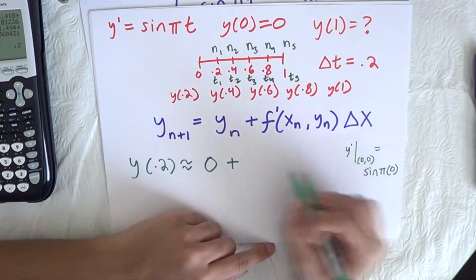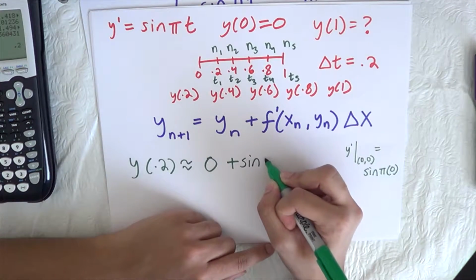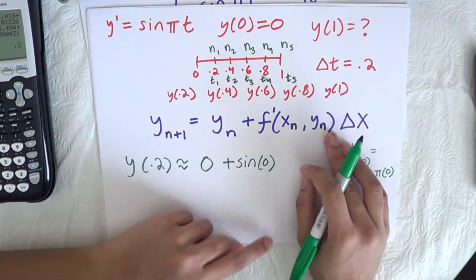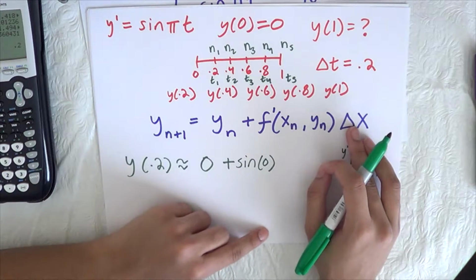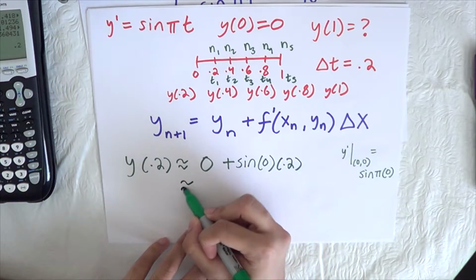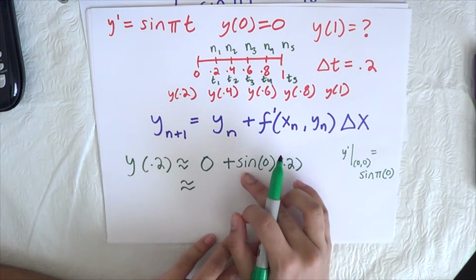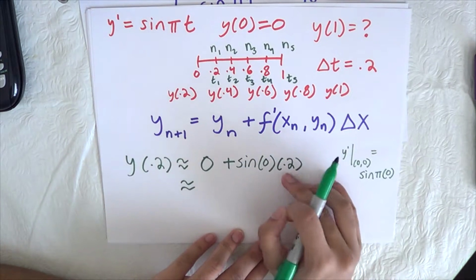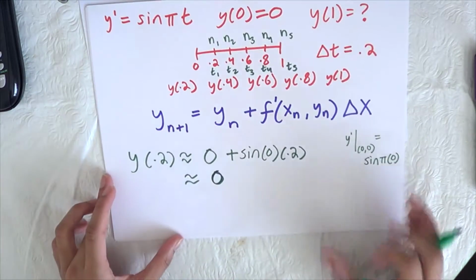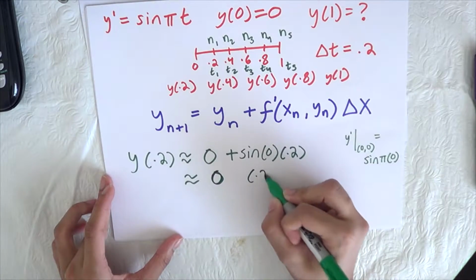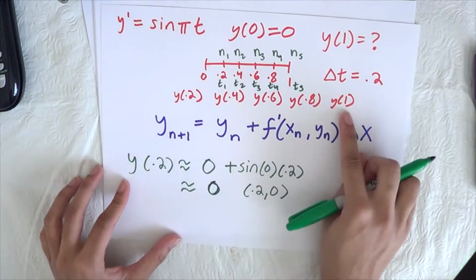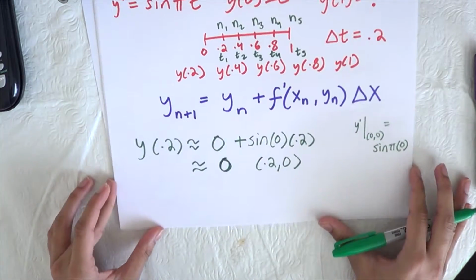So we plug our slope in, which is sine of 0, and we multiply this according to our Euler's method equation by our interval, which is 0.2. So this turns out to be 0 plus sine of 0, which is 0, times 0.2 is 0. So this is just 0. So our point turns out to be 0.2, 0. We're not done yet. We still have a couple more steps to go, but that's just the fun of Euler's method.